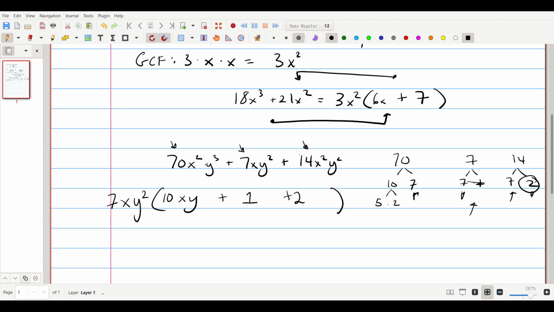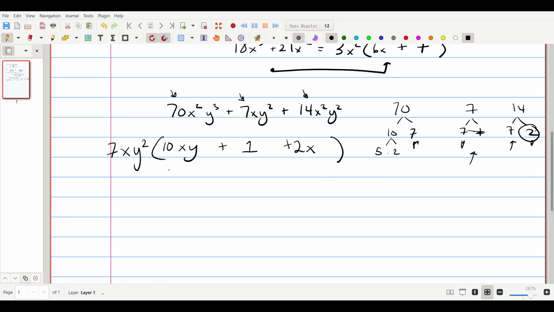How many x's are left? Well, we took 1 out, but this one had 2, right? This one had 2 of them, so we know we need to put an x in here. And this one has a y squared, but so does this term, and so we don't need to put any y's here. And to check our work, all we have to do is just the rainbow method and distribute to all three of these guys and see if we get the number on top again.